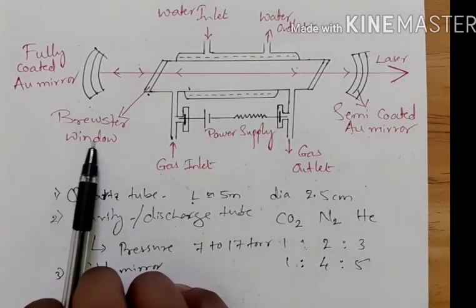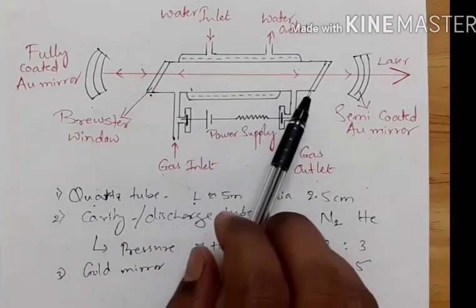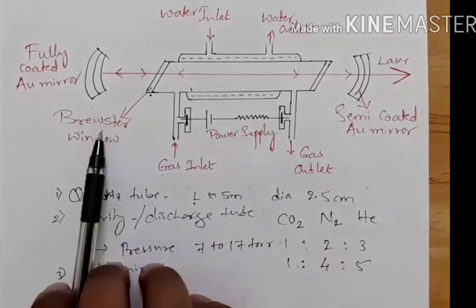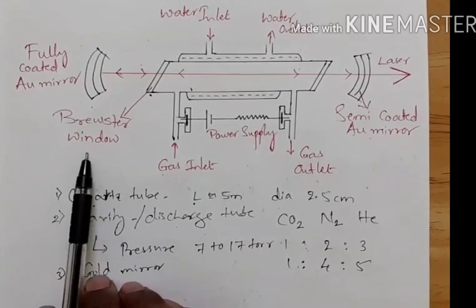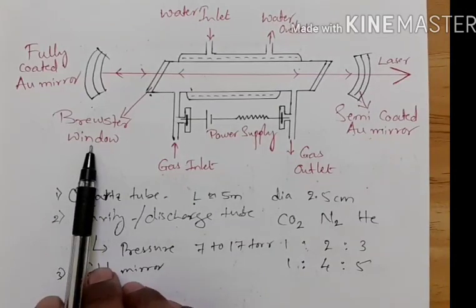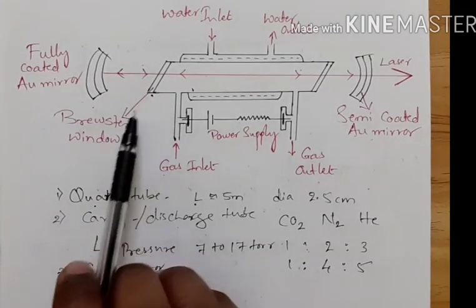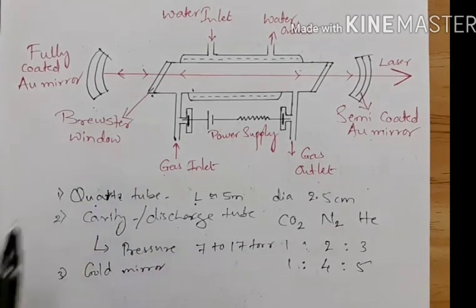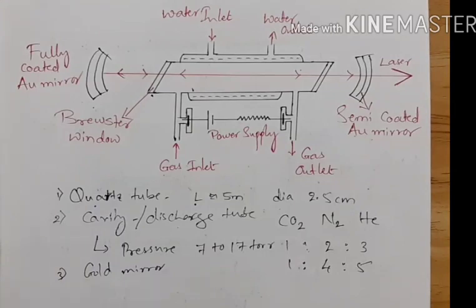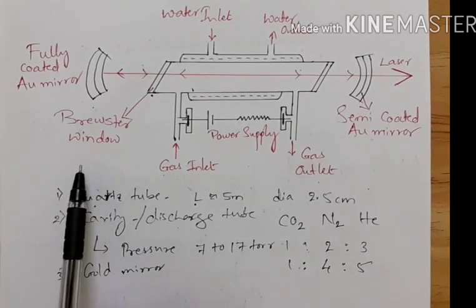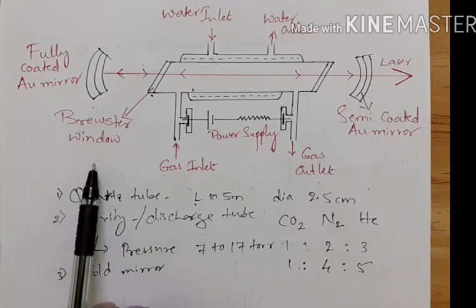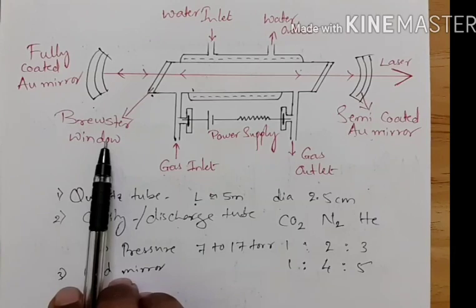This is the Brewster window here, and here we have the Brewster windows. So the function of this is that the light will be polarized. This is a kind of crystal or crystal salt which is fitted at both the ends, so this makes light polarized. What is polarization? Polarization is when light vibrates in one plane. So there will be symmetry in one plane, it starts vibrating in one plane. To make it polarized, we use the Brewster windows.